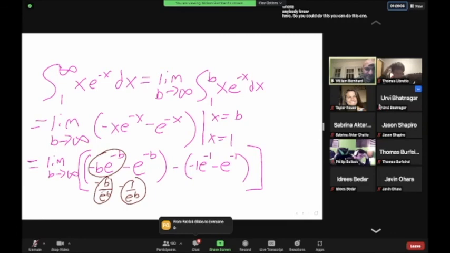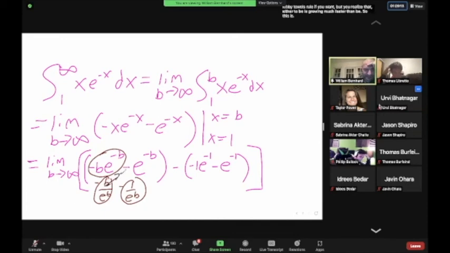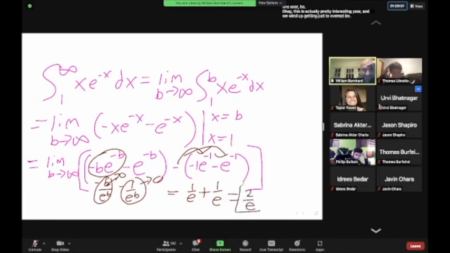So you could do this one by L'Hopital's rule if you want, but you realize that e to the b is growing much faster than b. So this is going to wind up going to 0. This goes to 0. And then we're winding up with a finite answer here using the distributive property. We get plus 1 over e. That's that part. And then we wind up getting plus 1 over e. Okay, this is actually pretty interesting here. And we wind up getting just 2 over e.